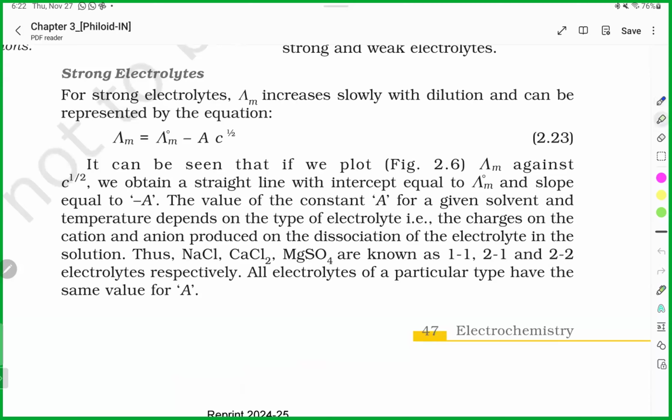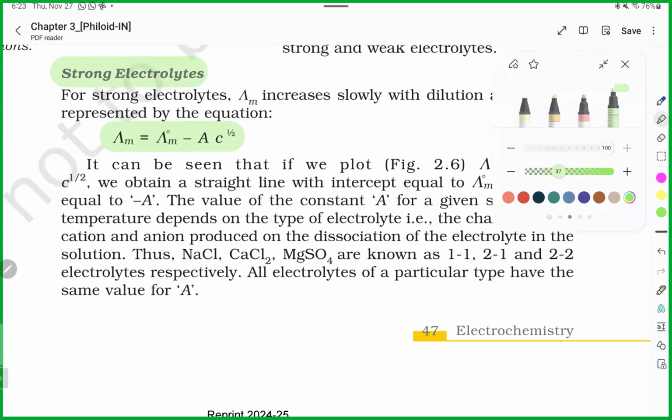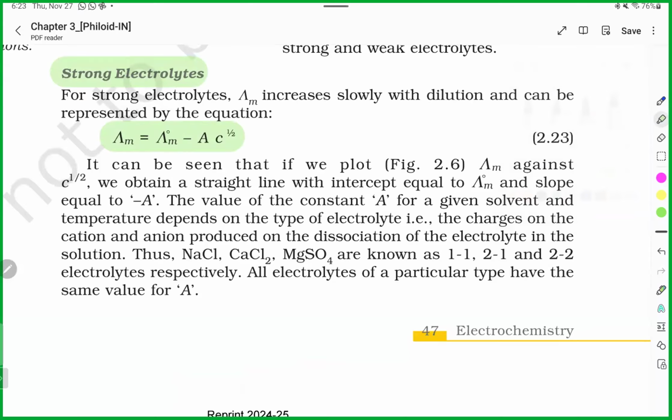So we are already done with the strong electrolyte. For a strong electrolyte, conductivity depends upon the concentration. C stands for the concentration. If you increase concentration, conductivity decreases. What does this A depend upon? This is A, a constant that depends upon the nature of the solvent, and it depends upon the temperature. It depends upon the nature of the material and temperature.